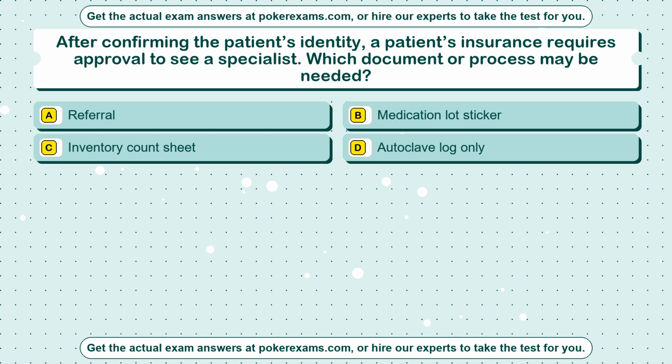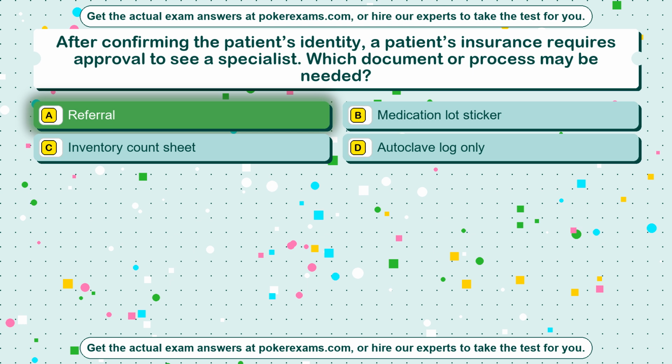Which document or process may be needed? Option A, referral. Option B, medication lot sticker. Option C, inventory count sheet. Option D, autoclave log only. The correct answer is option A, referral.